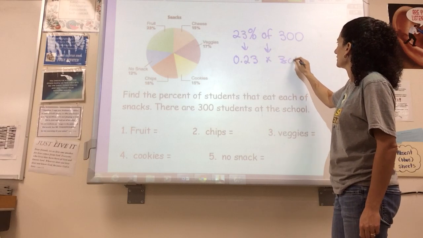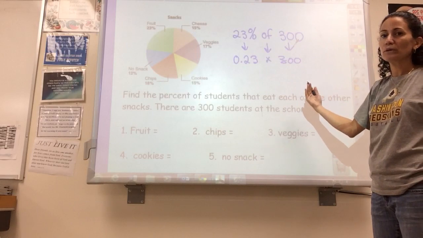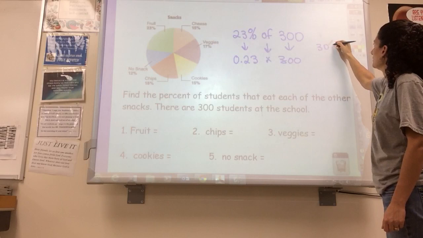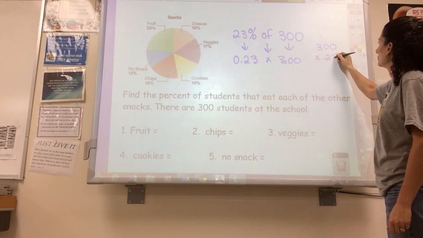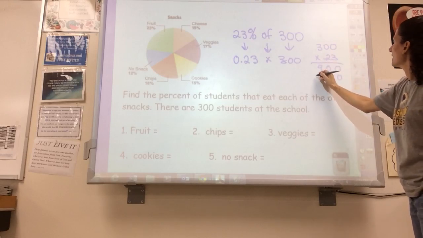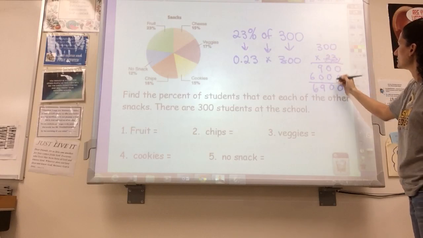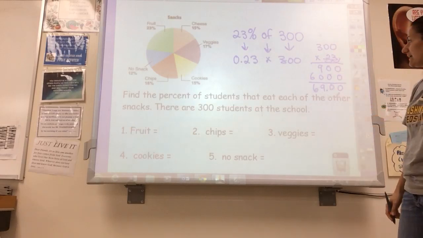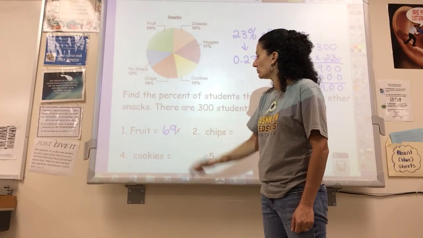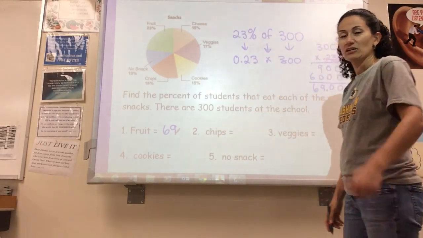And you multiply that by 300. All right, finding a percent of a number simply means to multiply the number by the decimal form. So again, I'm going to do 300 times 0.23. Let me work a little faster than last time. And it looks like, if I move my decimal 2 times, 69 kids. So out of 300 kids at York Middle School, 69 of them are eating fruit as a snack. Good for them.